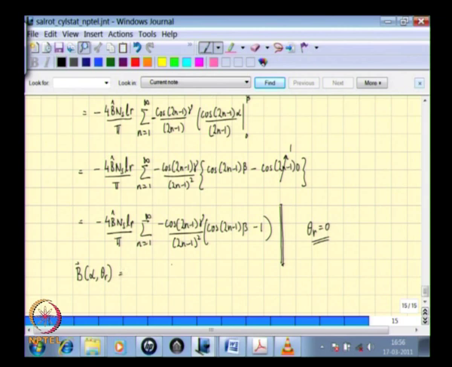This is nothing but the waveform shifting as the rotor angle moves, and this is therefore the same as B of alpha minus theta r. You say that if you have a waveform f of x and you want to shift it by some unit tau, then what you have is f of x minus tau. That is the same thing we are doing here, and this is alpha minus theta r.